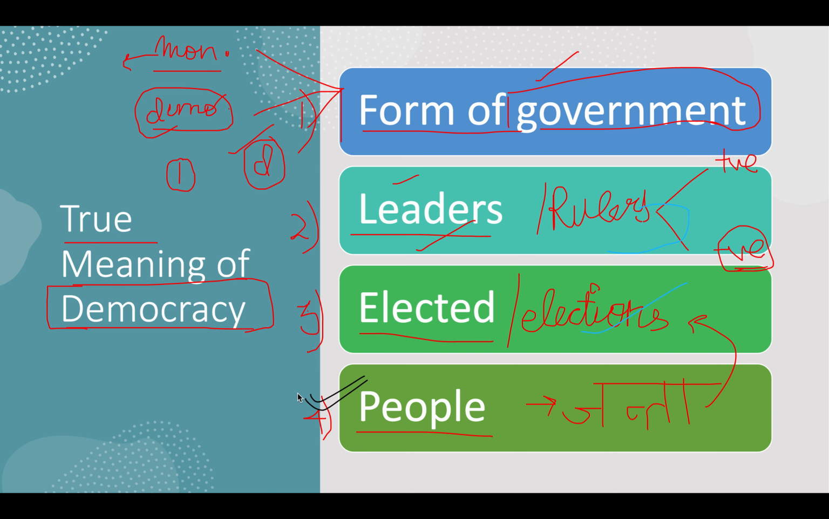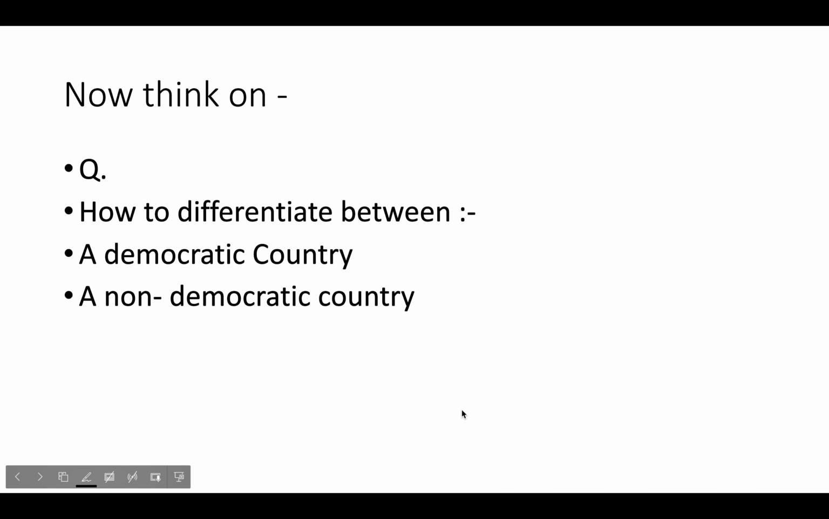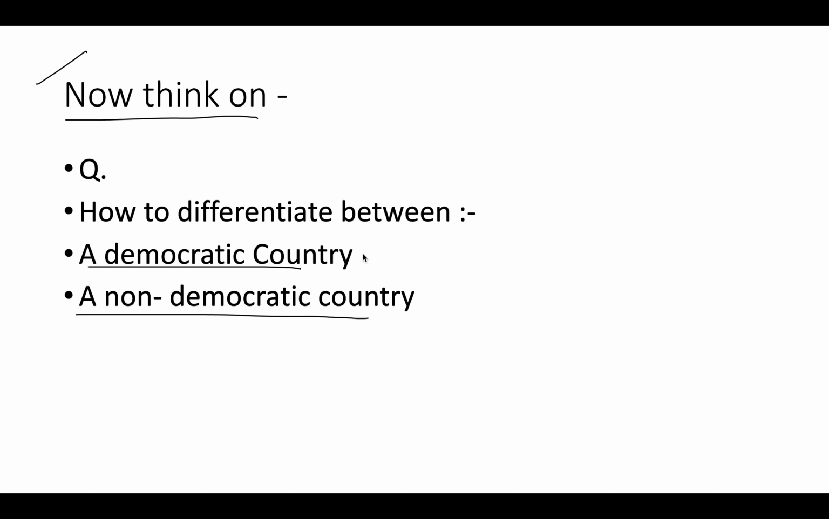In a democratic government, the people themselves play the most important role. Next, we have a pointer which we have to think about now. The question is how to differentiate between a democratic government and a non-democratic government.